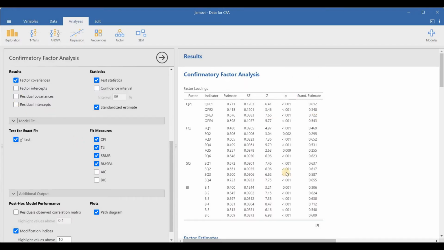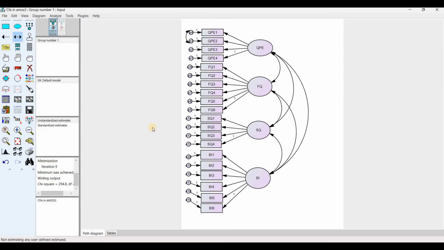Now we have the results in this paper, and I want to compare them with the CFA which we are going to perform in AMOS, and then we look at whether there is a difference or not. So here we have the same model and the same data. The link for this data set I have left below this video. You can download it and confirm for yourself that there is no real difference between the results of Jamovi and AMOS, apart from little differences.